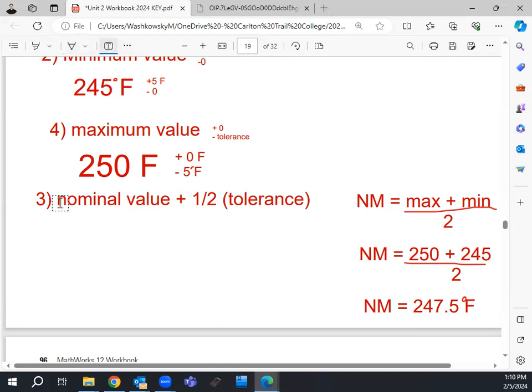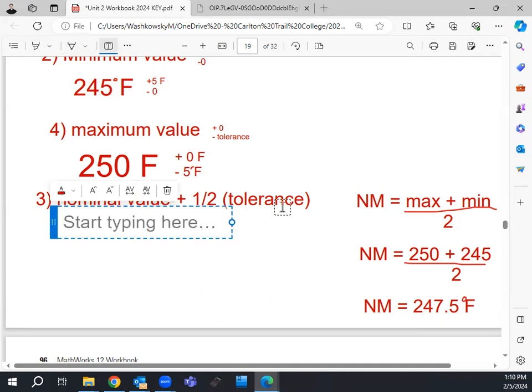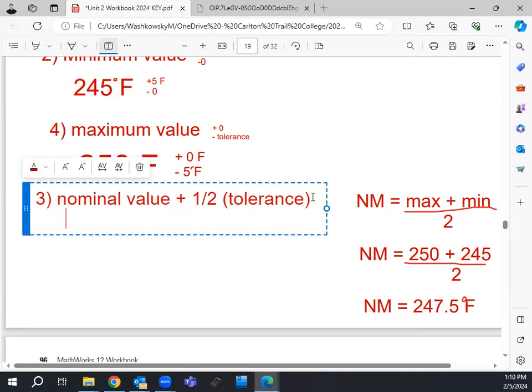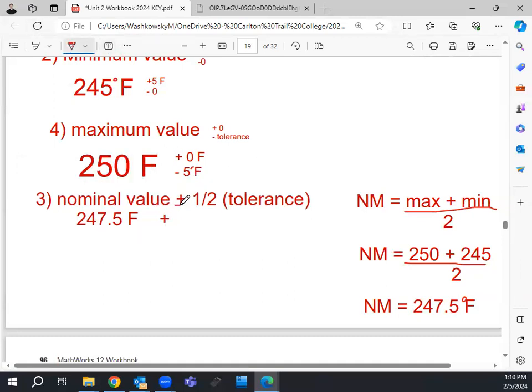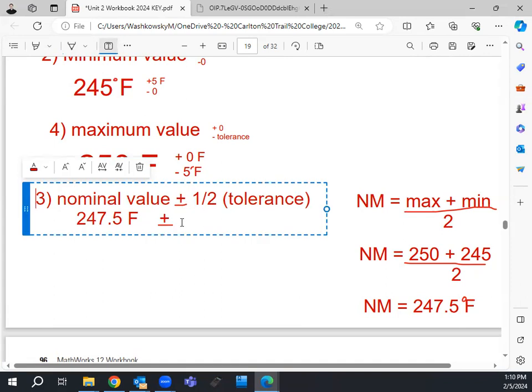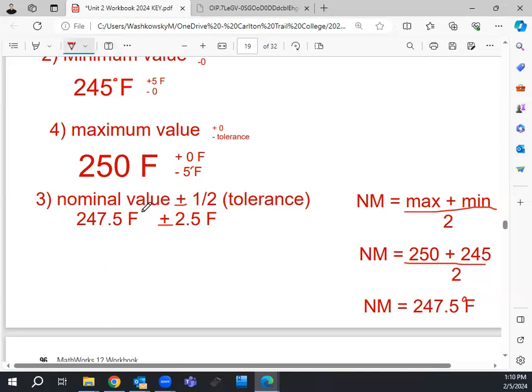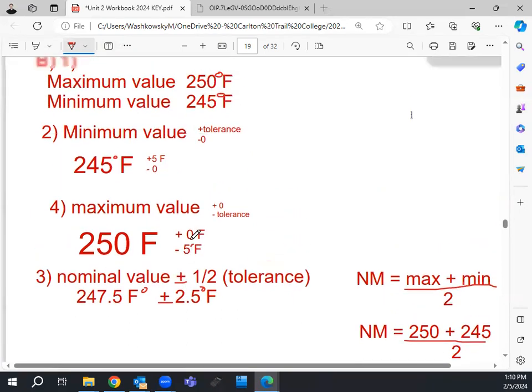So now I have everything I need, right? So now I can just go to my equation here and say, hey, the nominal value is 247.5 degrees Fahrenheit. And then I'm going to add and subtract, sorry, this is plus minus. What's my tolerance again? It's 5 degrees, right? I'm saying I have 5 degrees of difference that the temperature can be. So what's half of 5? 2.5. So if I'm writing it properly, it's 247.5 degrees Fahrenheit plus or minus 2.5 degrees Fahrenheit.